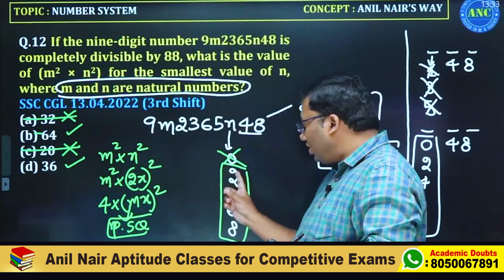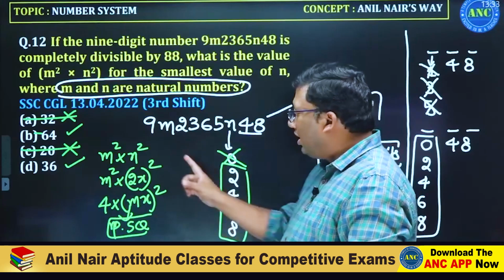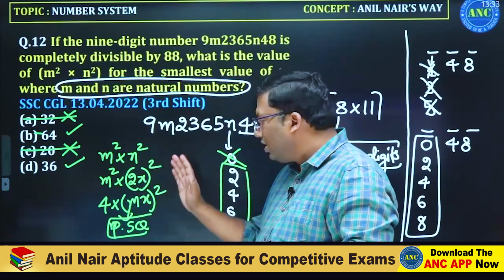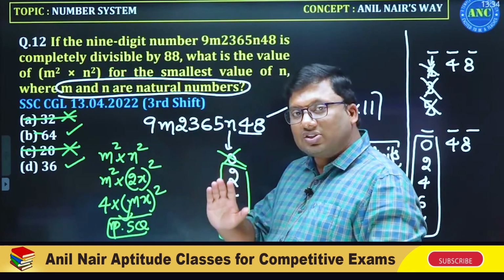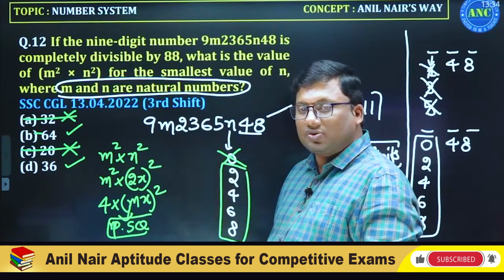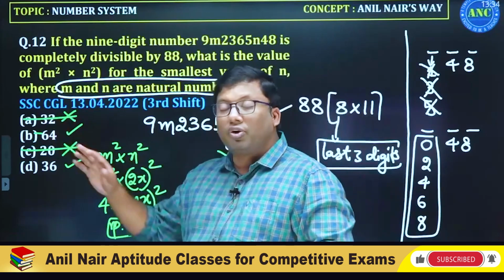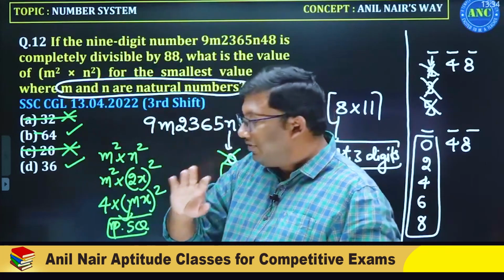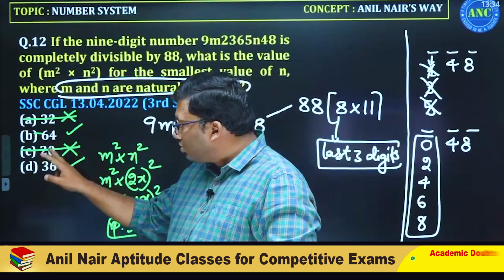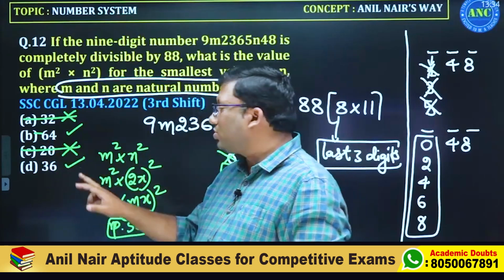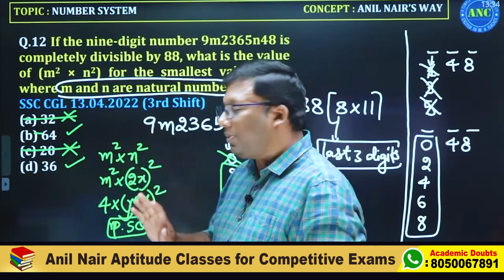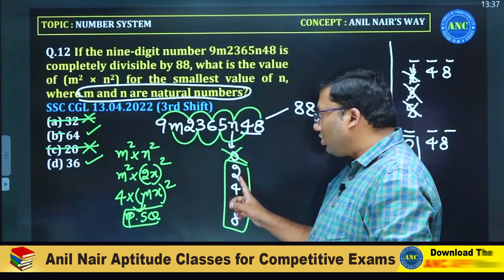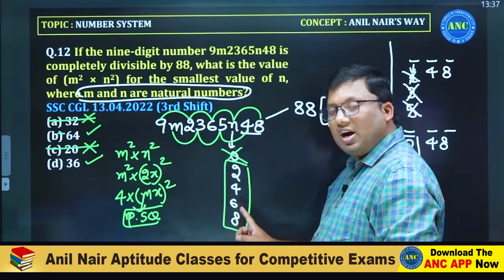Why? Because n should be an even number, I mentioned. Any even number is of the form 2x. m square into 2x whole square is 4 into mx square. The answer should be 4 into a perfect square. 4 into 8, 8 is not a perfect square. 4 into 5, 5 is not a perfect square. 4 into 16, 16 is a perfect square. 4 into 9, 9 is a perfect square. Next one, n can be either 0 or 2 or 4 or 6 or 8.